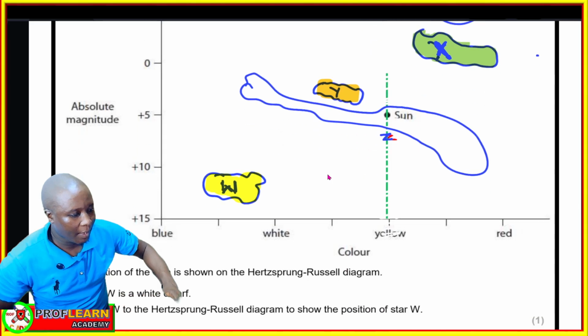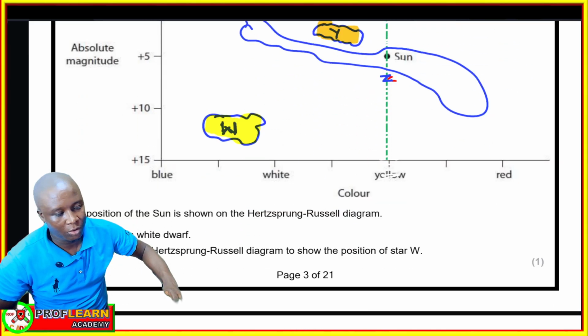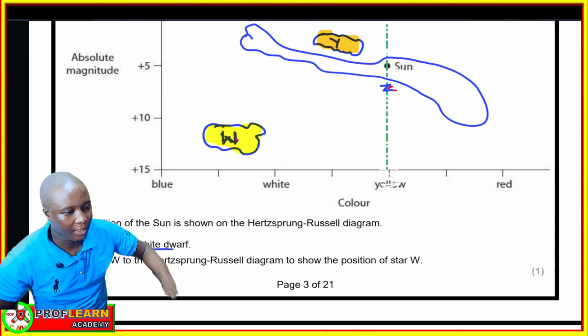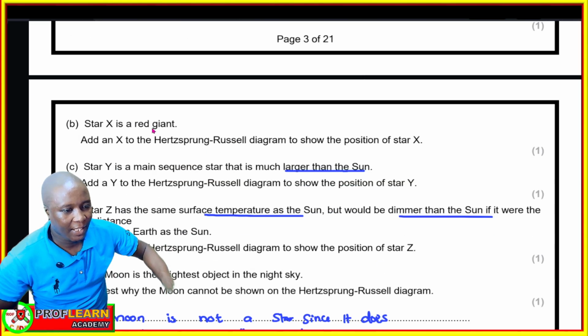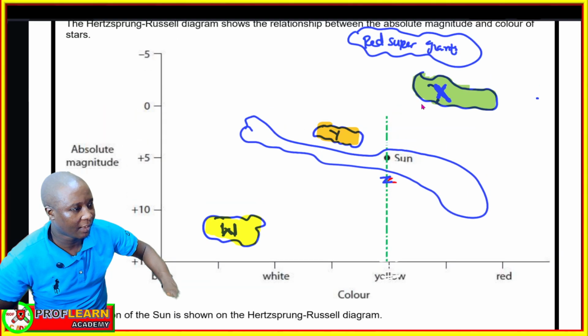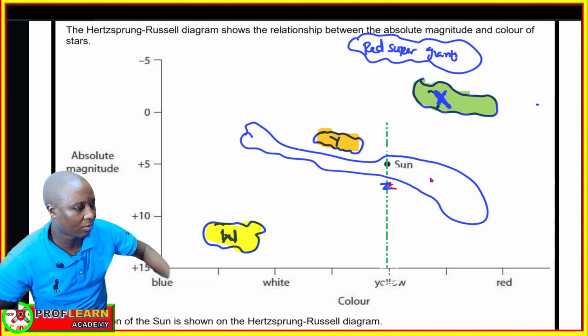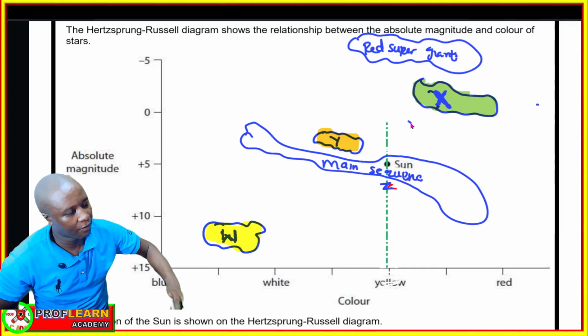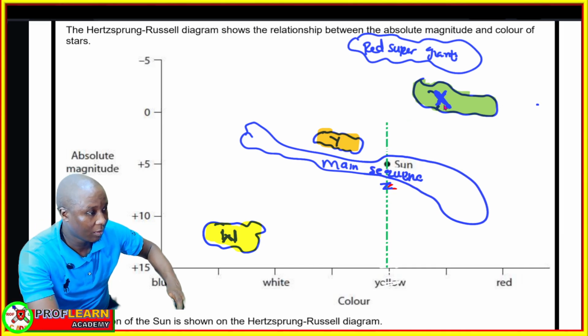So candidates were given different descriptions so that they could identify each star. Star W is a white dwarf. So where should it be? It should be somewhere here. Star X is a red giant. So star X is above the main sequence. We have said the star is in the main sequence, so the red giant will be somewhere there above. And that is why we have this particular region here.